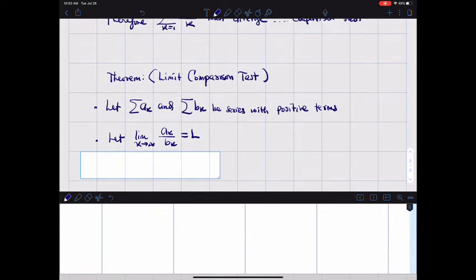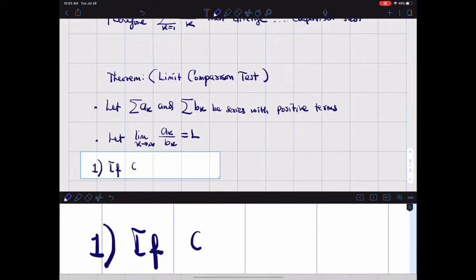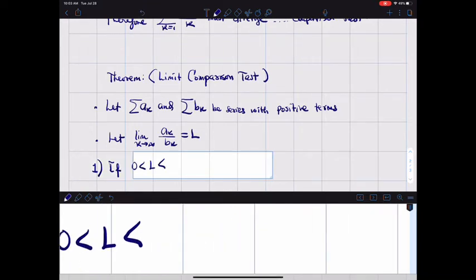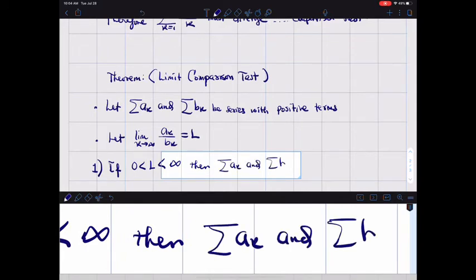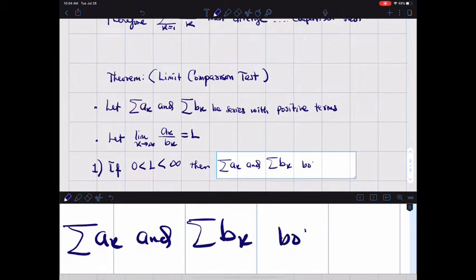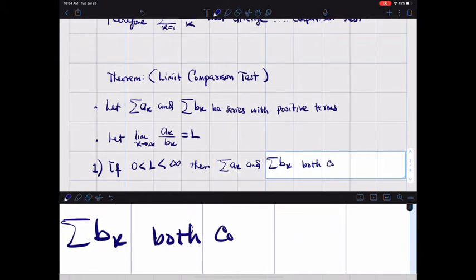Now, the first result says if L is between 0 and infinity, so that means if L is less than infinity, if L is a number, then a_k and b_k both converge or both diverge. Let's start with converges. Both converge or diverge.